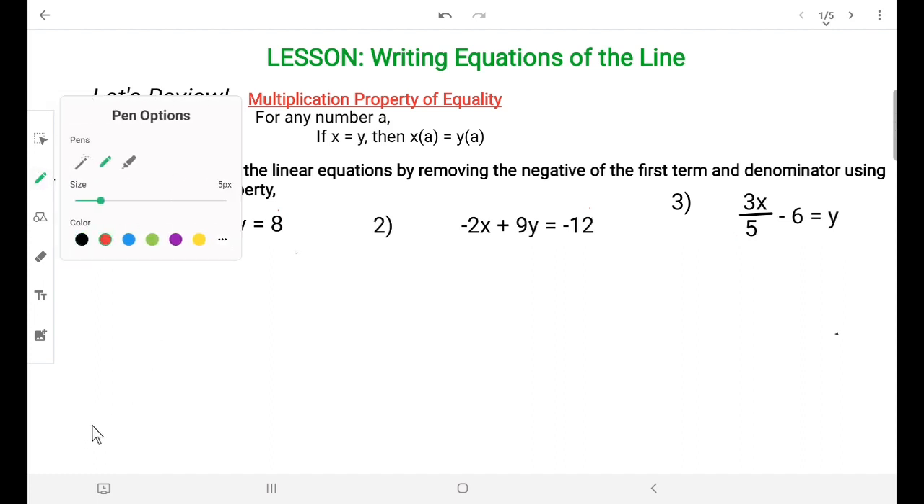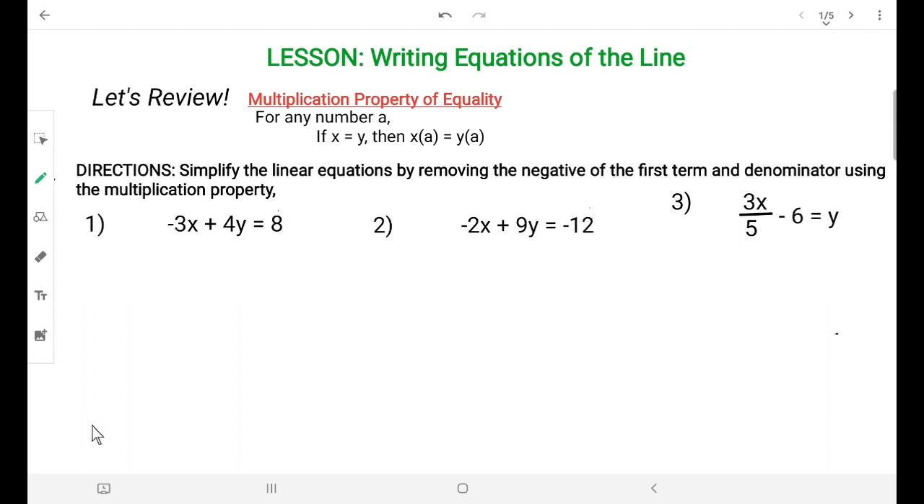So how do we do that? We know that negative times negative is positive, so we have to multiply both sides of the equation by negative. Why both sides? Because we need to keep the equation balanced. Whatever you do to one side, you do to the other side as well. So negative times negative 3x is positive 3x. Negative times positive 4y is negative 4y. Negative times 8 is negative 8. So we're done.